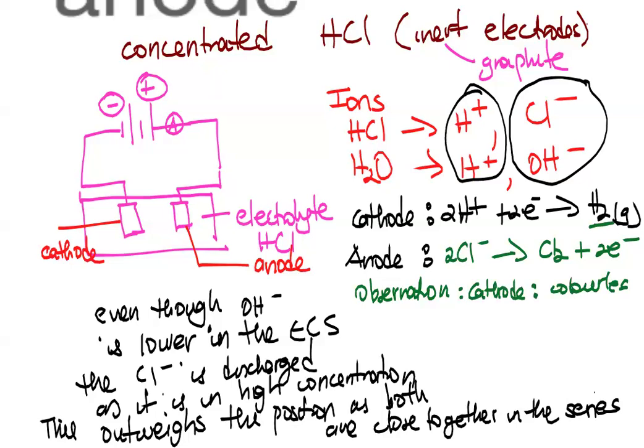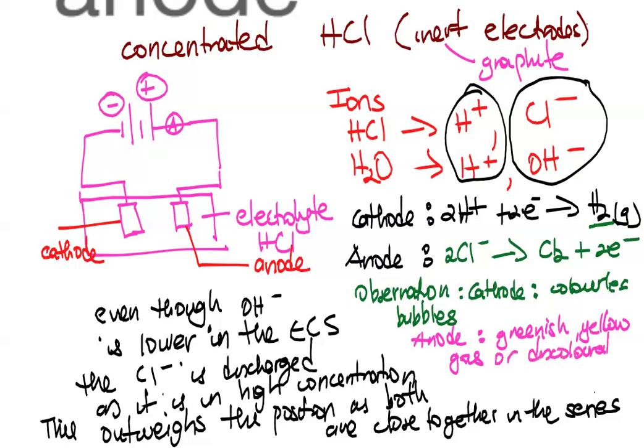At the cathode. And what will we see at the anode? At the anode, you'll see a greenish-yellow gas or discoloration around the anode. That would be the chlorine gas, which is green-yellow. All good with this?